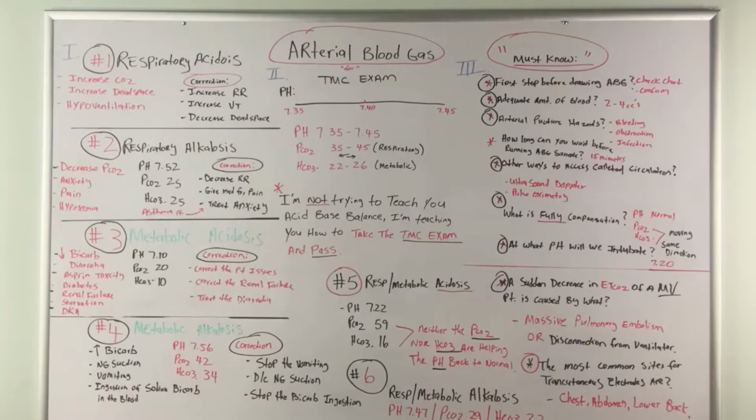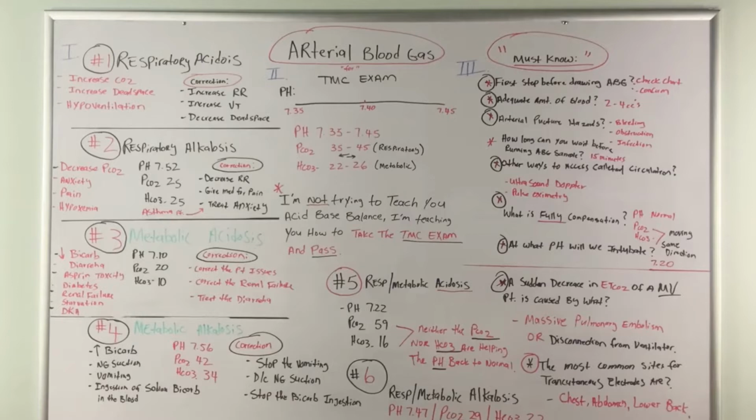On number 2, we have respiratory alkalosis. What are the causes of respiratory alkalosis? Well, a decrease in the PCO2, anxiety, pain, and hypoxemia. In the middle of this board, I somehow failed to do it on number 1, but I'm showing you an example of respiratory alkalosis: a pH of 7.52, a PCO2 of 25, and a bicarb of 25. This would represent respiratory alkalosis. How do you correct respiratory alkalosis? Well, you decrease the respiratory rate, give meds for pain, or treat the anxiety. Usually you'll see the anxiety in asthma patients because they can't breathe, okay?